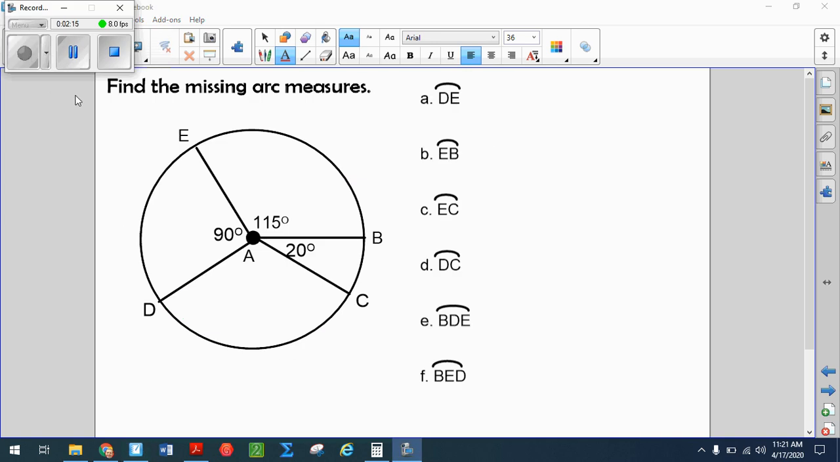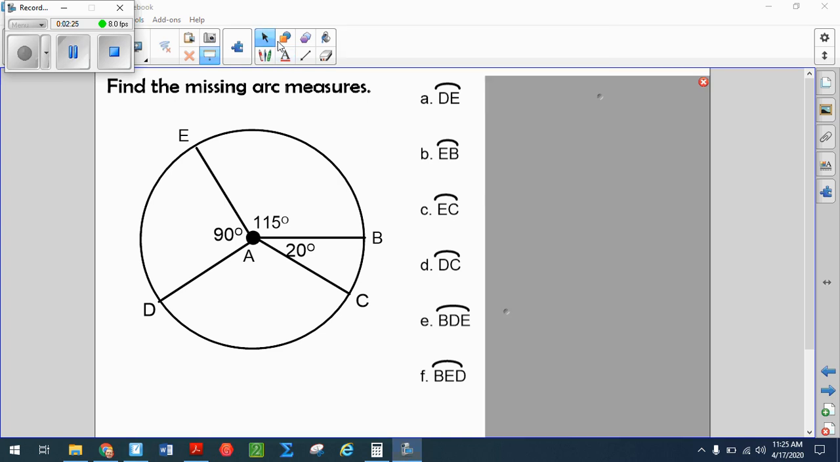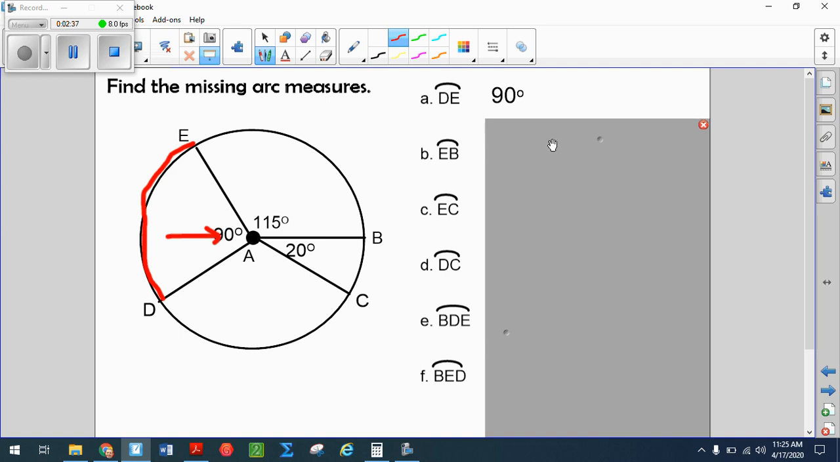On this slide, you can pause and try to see if you can come up with the arc measures on your own. And then I'll pause my video and put in the answers, and then you can hit play and see if you got yours right. All right, so measure of arc DE is 90 degrees. Arc DE is right here. So that's just going to go with its central angle, so 90 degrees. EB, arc EB is highlighted in green. It's going to go with its central angle, 115.